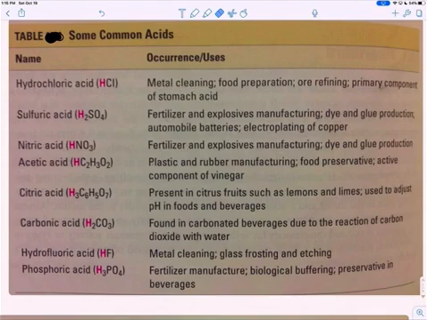And so, here's some really common acids. So, hydrochloric acid, that's the acid in our stomach, also known as muriatic acid. So, we use it for various things like cleaning metals, also in swimming pools. Sulfuric acid, also known as battery acid. Of this, what we do quite a bit is in fertilizers.